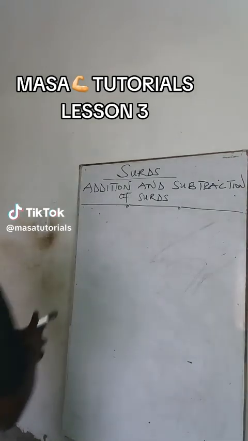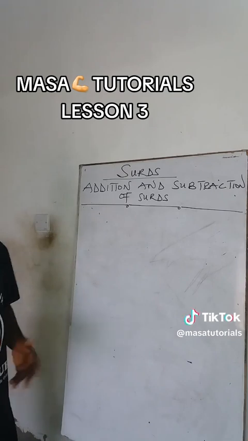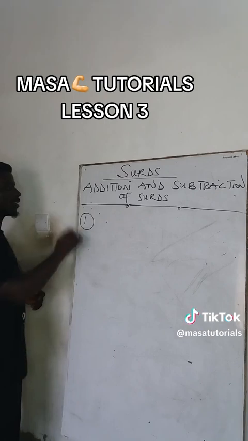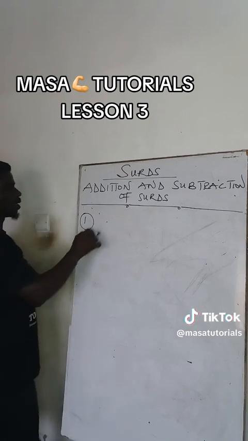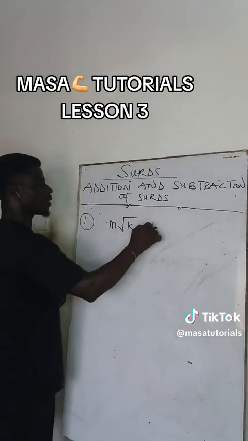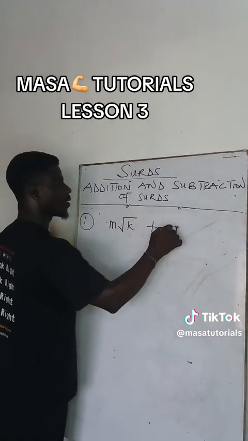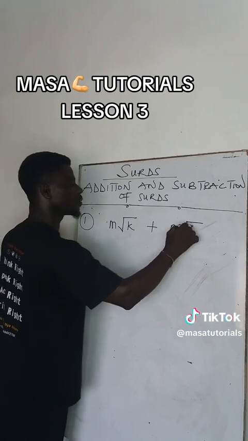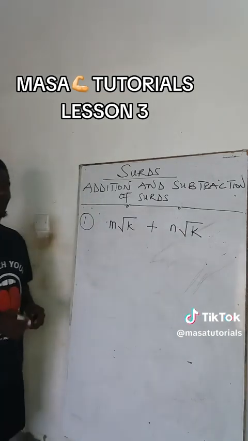Alright, let's see how we can add and subtract surds. Okay, how do we add and subtract them? So let's see this example. The first one, if you have n square root of k plus n, let's see, n square root of k.